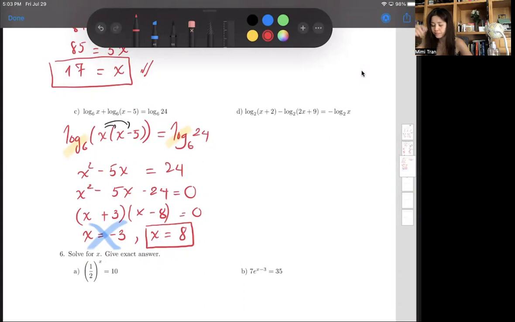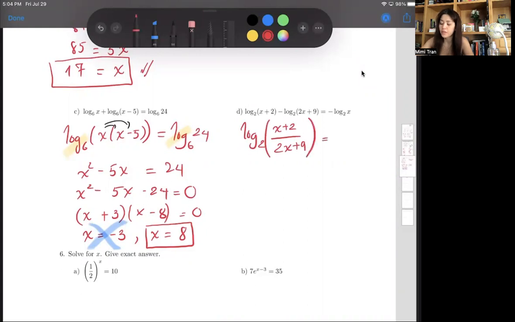Okay, all right. D. Again, we need to combine everything before we cancel the log. And remember, the coefficient of a log has to be equal to 1 in order to cancel. So on the left-hand side, I'm going to use the quotient rule. It's log base 2 of x plus 2 on the top first, and then 2x plus 9 on the bottom. And remember, this is the input.